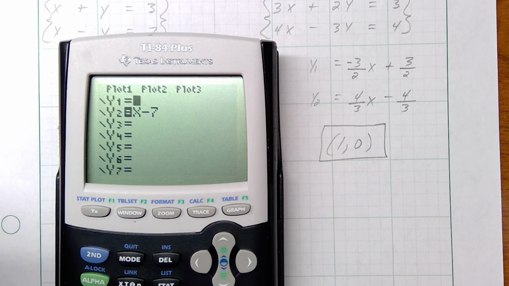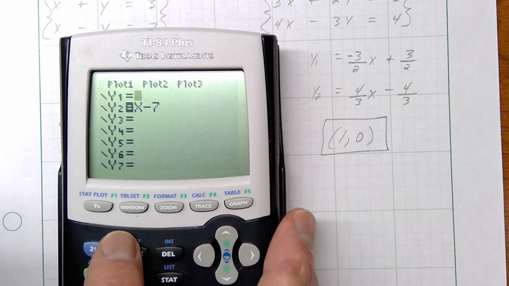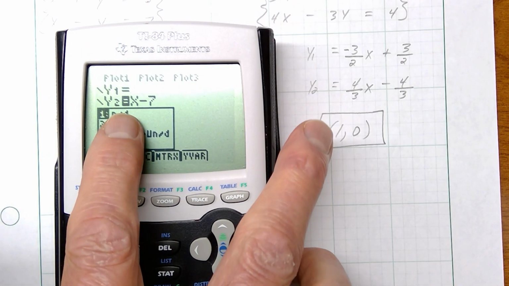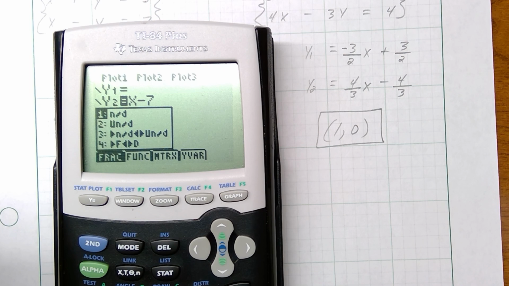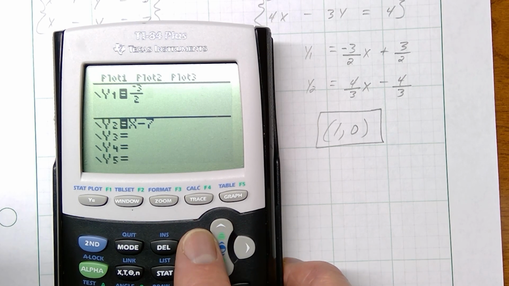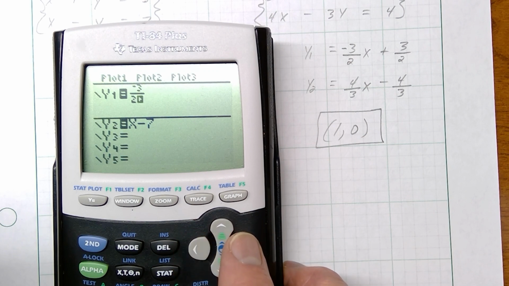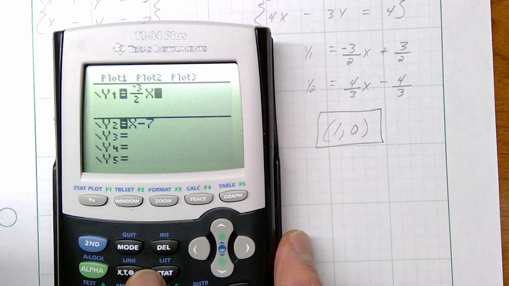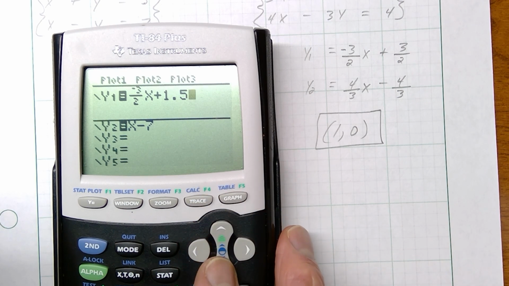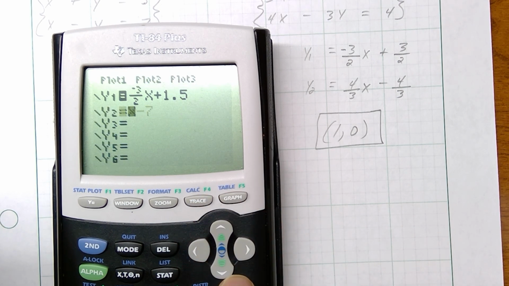Now I'm going to show you how to put it in with the 84. If you'll hit alpha F1, it'll bring up a nice fraction thing. If you guys didn't know that already, it's really handy. Choose the first option there, and I can put in my fraction negative 3 over 2. So negative 3 over 2. Now you want to get out of that fraction. Don't be down there with the 2 and put an x down there. Get outside the fraction and put your x. And then plus 3 over 2. Or you can use 1.5. It's just fine.